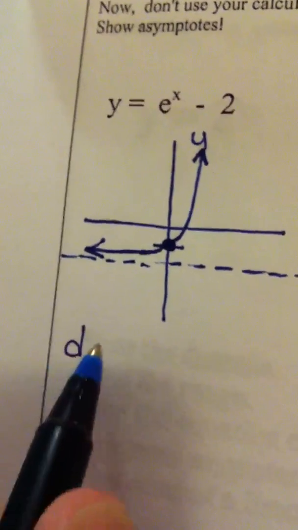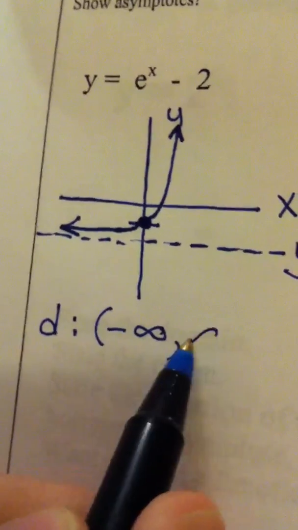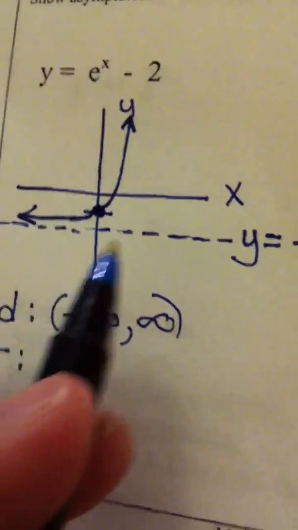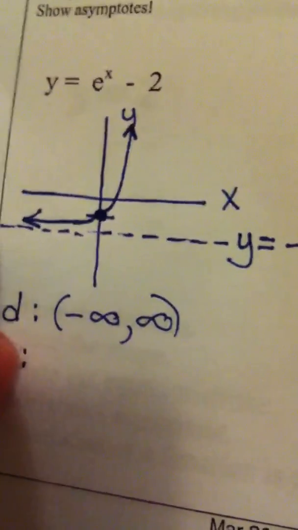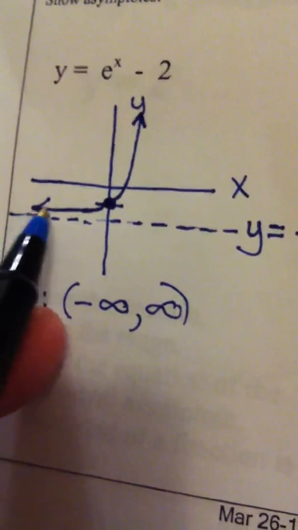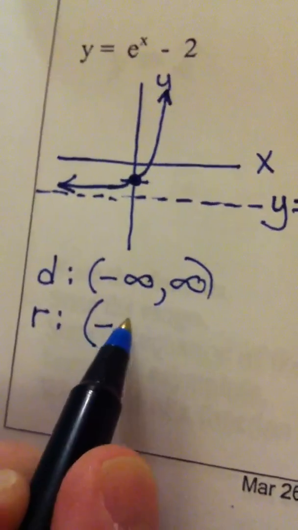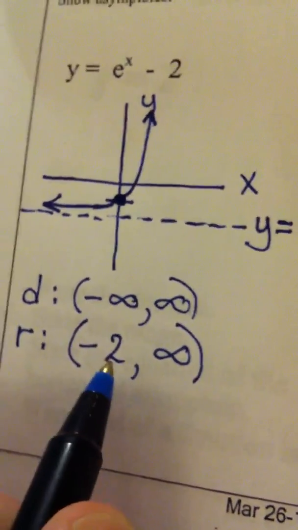The domain would still be all reals, but the range would have shifted. Look at what the y value gets close to. The graph gets close to negative 2 but never crosses it and goes up to infinity, so our range would go from negative 2 to infinity, but not including negative 2.